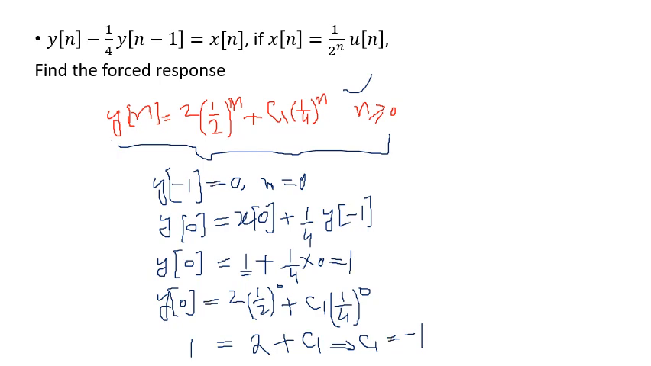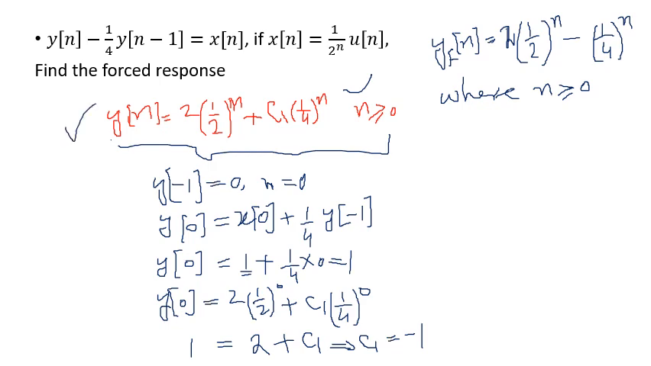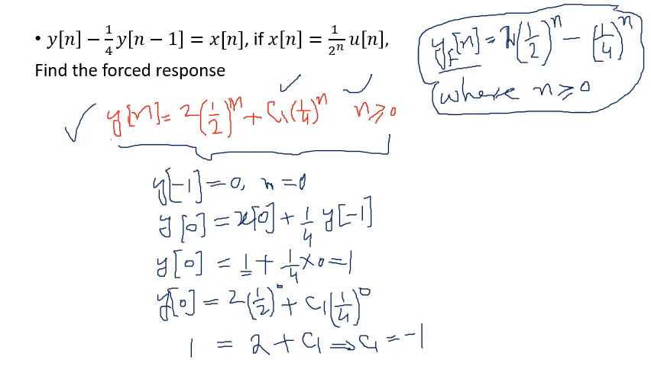So the forced response, you understand, is represented by y of f of n, and this is equal to x of n, and x of n is basically 1 by. So putting values here, y of n will become y of f of n because we are talking about the forced response. Replacing values here, c1 we found is minus 1, so we get this as the forced response. And this expression is valid for n equal to or greater than 0, and for other values of n it will be 0.